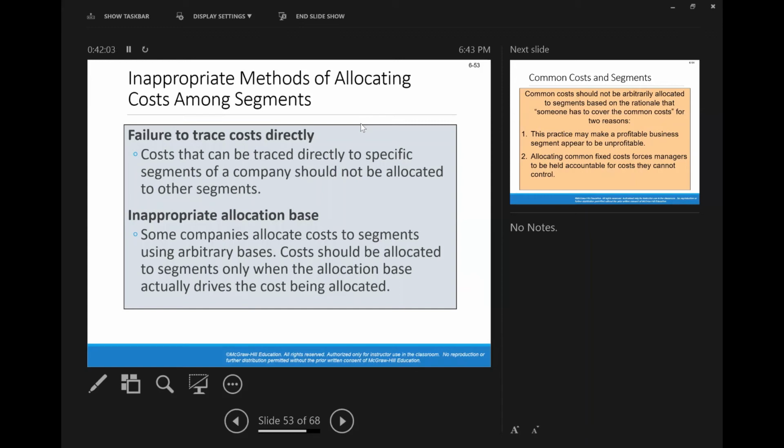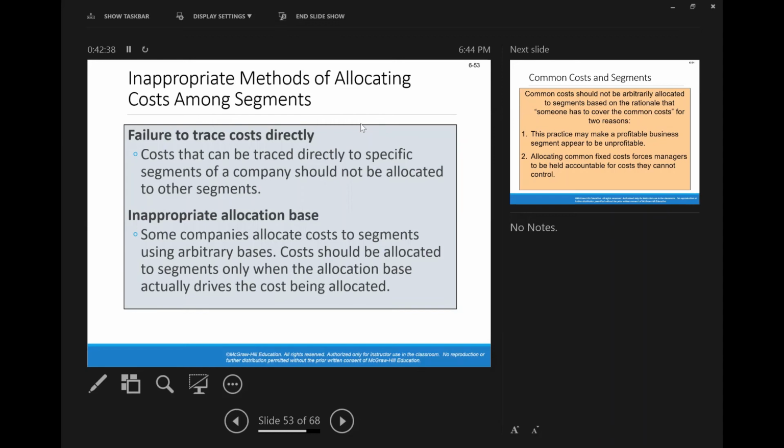All right, so failure to trace costs directly. Costs that can be traced directly to specific segments of a company should not be allocated to other segments. Well, that makes sense, right? We don't want to take the cost that's for the bike department and turn it over to another one, like the scooters. If you have costs that are for the bike, you don't want to roll them into the scooter, because then you're messing up the pricing on that particular unit. It could look like the segment's failing when it's really not.